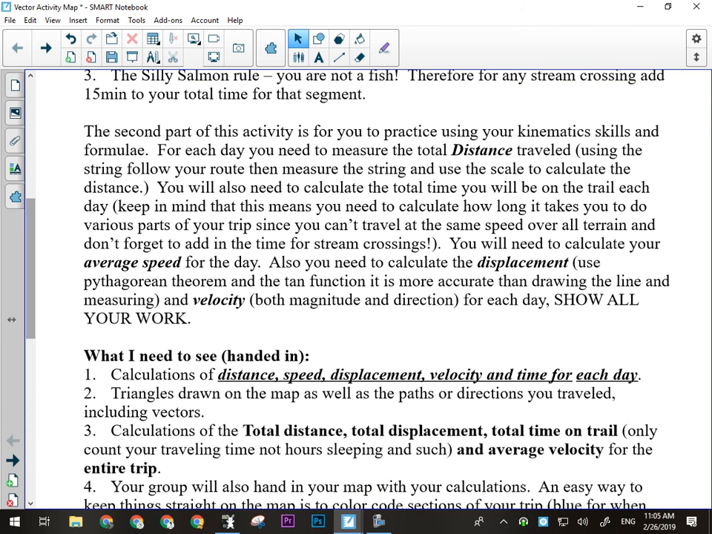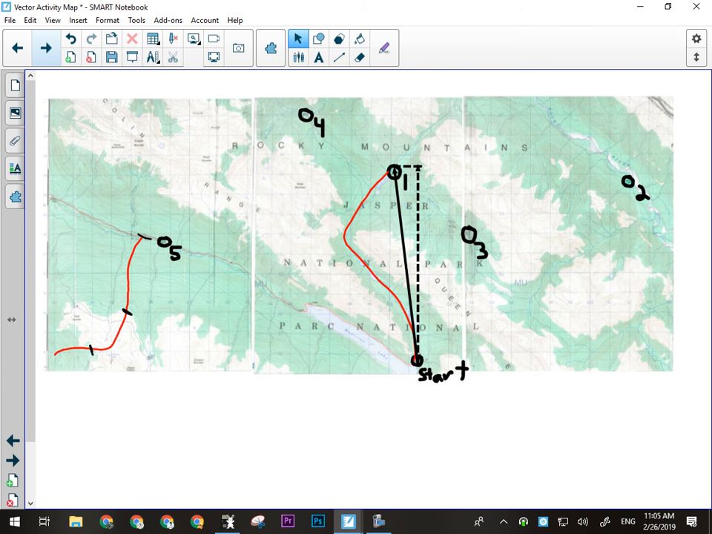So what I'm going to want to see here is as follows. I'm going to want to see your map. As a group, plan your routes. So draw them on there. How am I going to get from 1 to 2? How am I going to get from 2 to 3? What way am I going to walk? It's got to be reasonable.